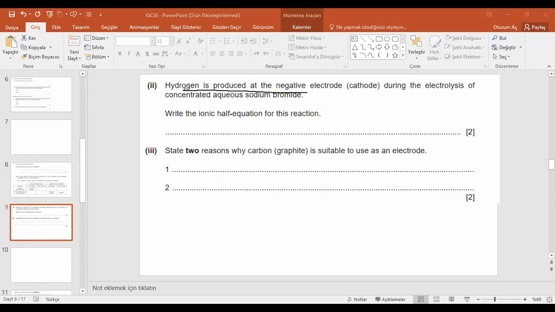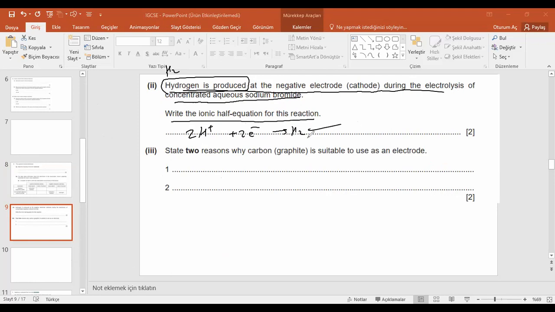Hydrogen is produced at the negative electrode during the electrolysis of concentrated sodium bromide. Hydrogen is H2. Right, ionic half equation. So it is 2H+ plus 2 electrons gives us H2. That's it.